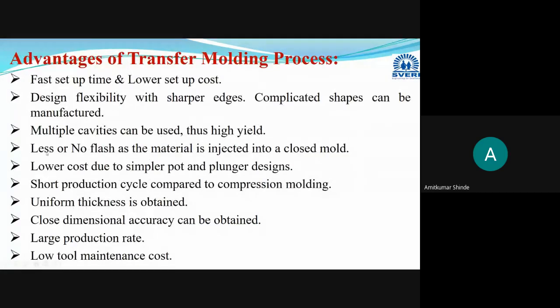Then here very less or no flash will be there. As we have already discussed, some extra material remaining on the product at the end of the molding process is termed flash. In compression molding, some flash will compulsorily be there, and then you have to perform machining or trimming operations to remove that flash. But here a very minimum flash will be there, or sometimes no flash at all.